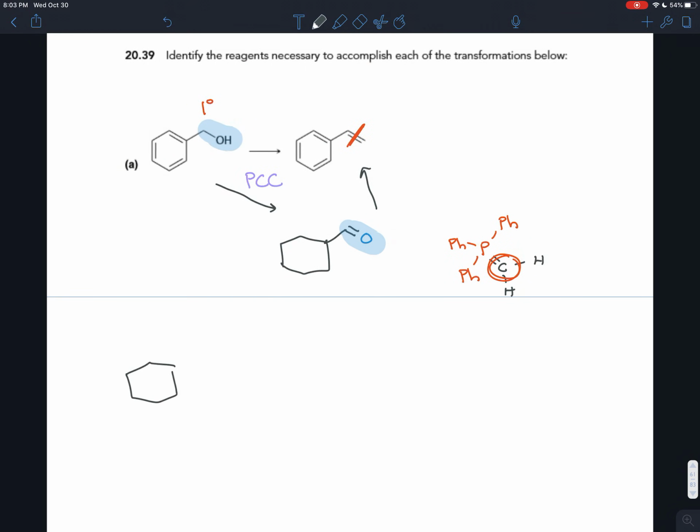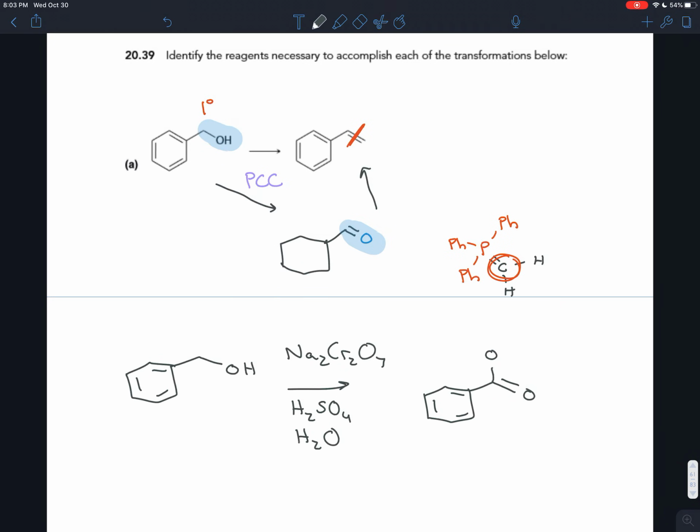If you were to do that same reaction with the same primary alcohol, and you were to treat it with a strong oxidizing agent, like sodium dichromate, and you usually do that in an acid wash, so sulfuric acid and water, in that case, it would oxidize it all the way to a carboxylic acid. You would have that carbon bonded to oxygen 3 times.